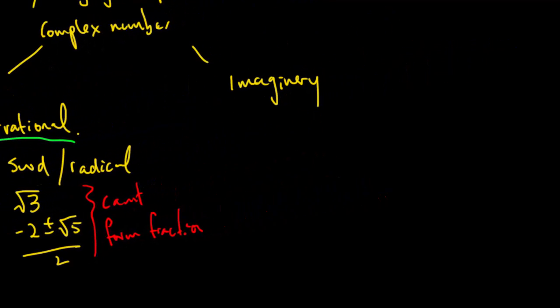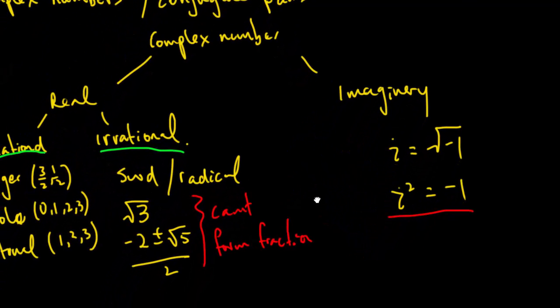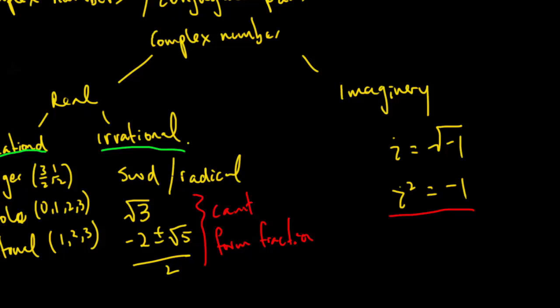Now the imaginary part. This is the square root of a negative number. The square root of negative 1 is equal to i. Now, i squared is equal to negative 1. So always remember that. So that's the whole tree of complex numbers, and complex numbers consist of the real number plus the imaginary number, which is a plus bi.